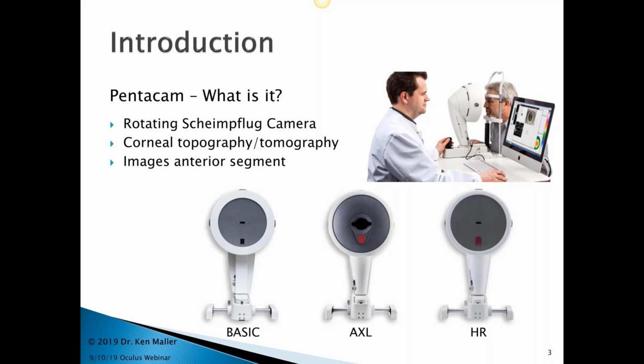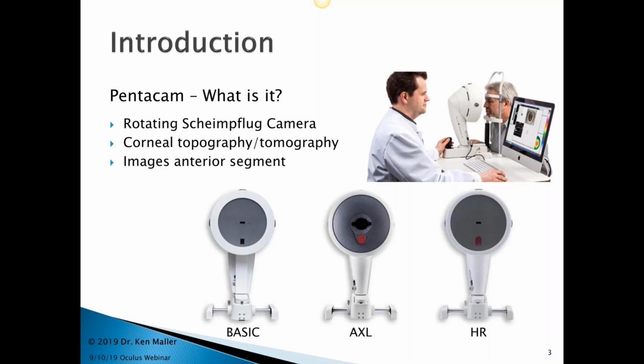So the Pentacam is a rotating Scheimpflug camera. It's a camera that rotates around. If you're taking a look at the picture down there at the bottom, 3 units, there are the basic unit, the AXL unit, and the HR unit. They each have certain different hardware functions, as well as different software packages that are contained within them. So there are some differences between each of the units, but all the units do have in common that they rotate around while taking optical slices through the eye and then processing all of that into some sort of information manipulation that we can then see on the screen.